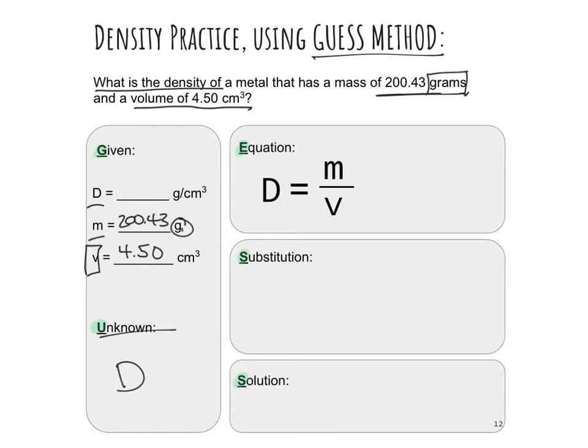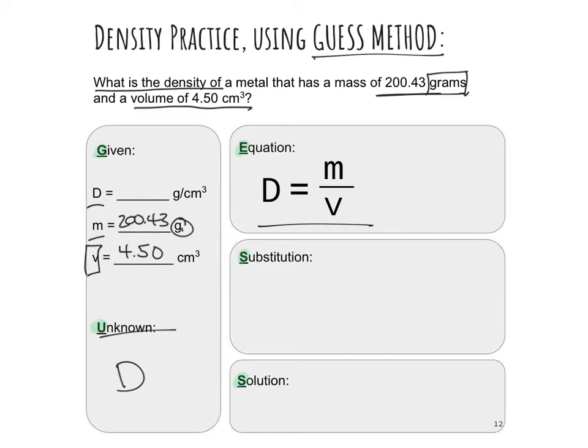Now over here in equation, we write down the equation we know. And it was on the last slide. It's D equals M over V. Now sometimes, not in this particular question, but sometimes you'll have to rearrange that equation to solve for something new. So if you have to do that, we'll put it in the equation box. We're not going to do that till the next example problem. So after you write down your equation, next step is substitution.